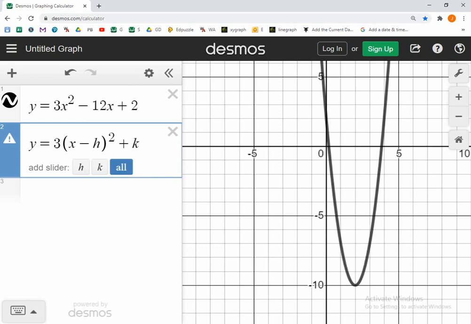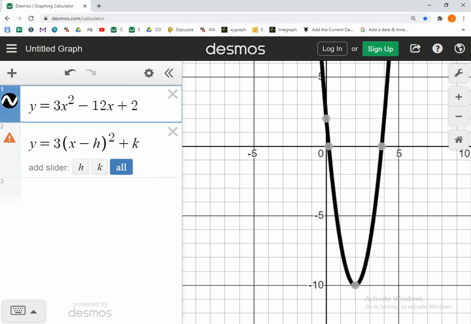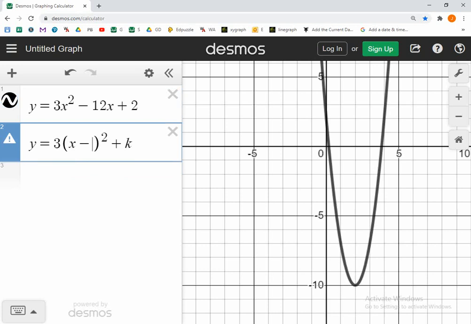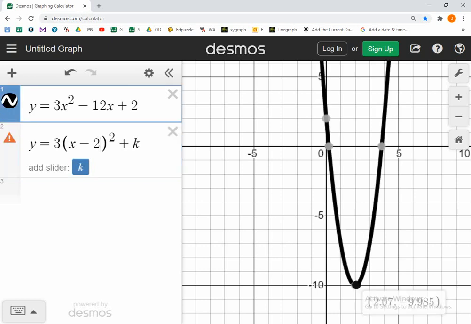Well, what's nice is that we've already got the graph over here of this function. If I click on that, it tells me my vertex is 2, negative 10. So the h value that I plug in is 2. It's the x coordinate of the vertex, right? And the k value that I plug in is negative 10.